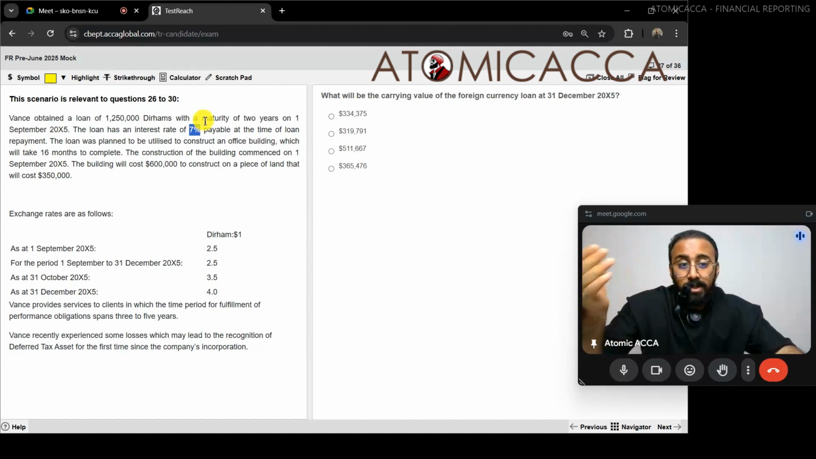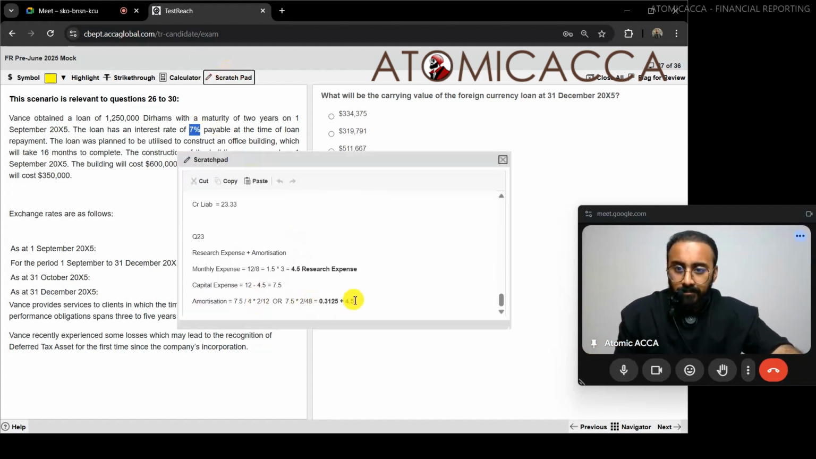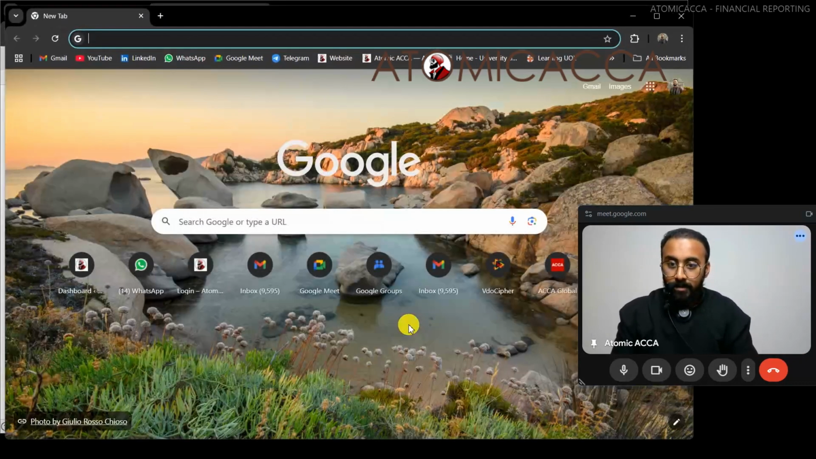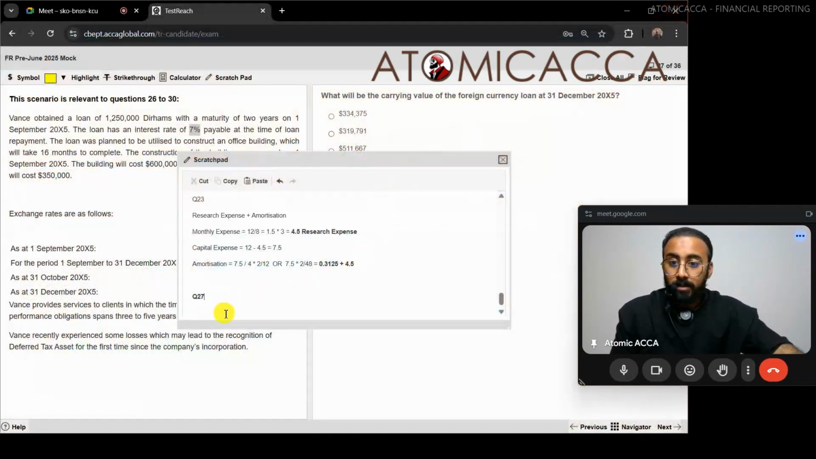Main thing, loan is a monetary asset, so you will have to retranslate it at the closing balance. So this is all the information we have. Let's start going through the solution. Question 27.